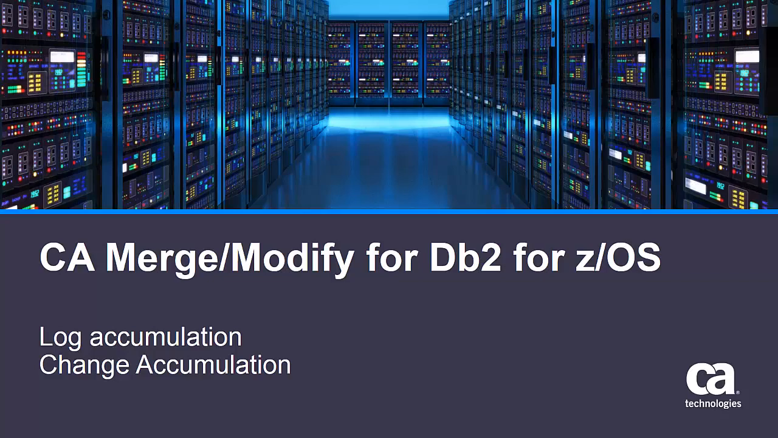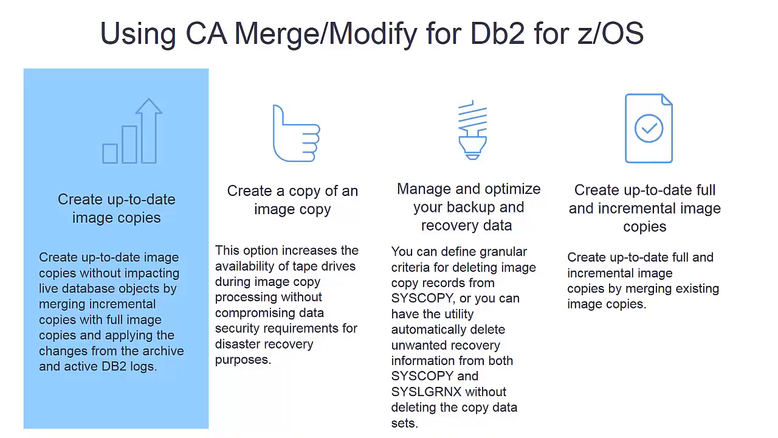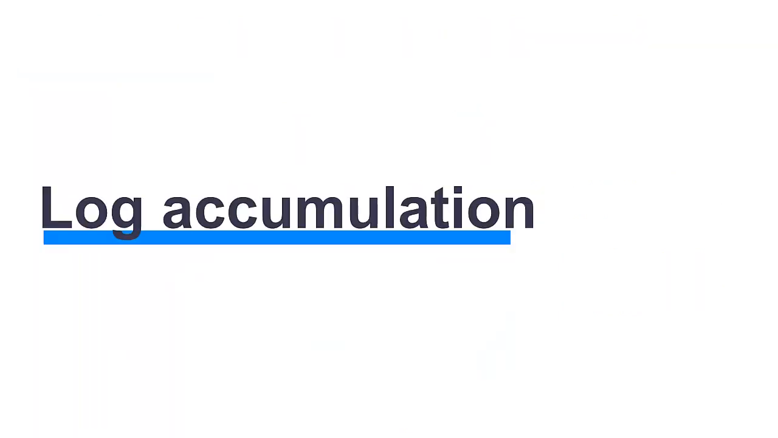Welcome to this CA Database Management for DB2 for z/OS video on log accumulation and change accumulation, two components of CA Merge Modify for DB2 for z/OS. With CA Merge Modify, you can merge incremental image copies with full image copies and apply changes from the archive and active DB2 logs to create up-to-date image copies, all without impacting live database objects. This presentation examines the different components in CA Merge Modify that help make all of this possible.